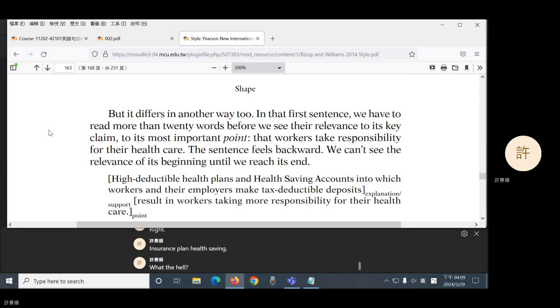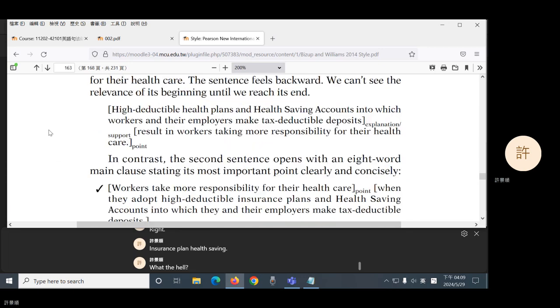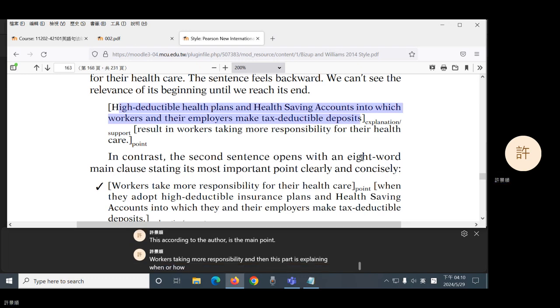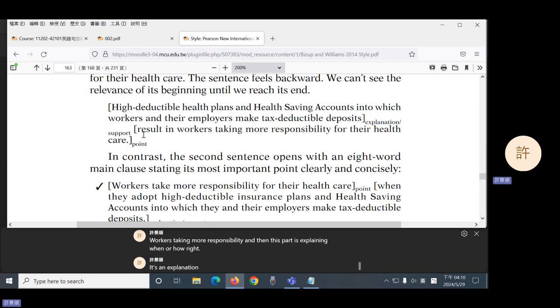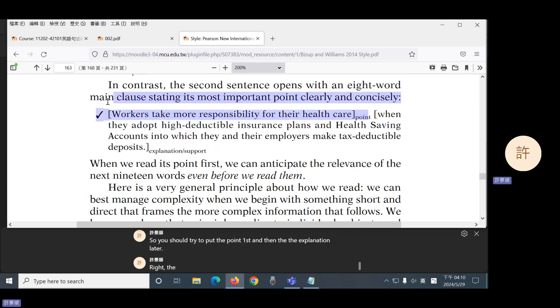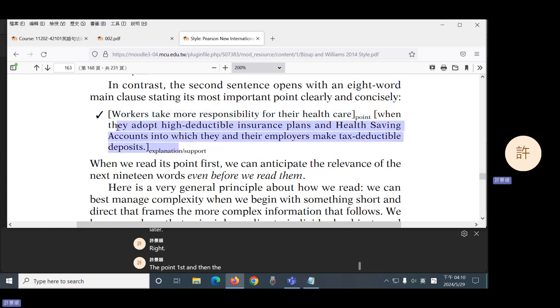Okay, so this explains how you find what is most important in the sentence. This, according to the author, is the main point. Workers taking more responsibility. And then this part is explaining when or how, right? It's an explanation. So you should try to put the point first and then the explanation later, right? The point first and then the explanation later.